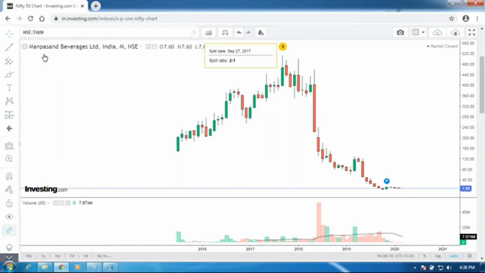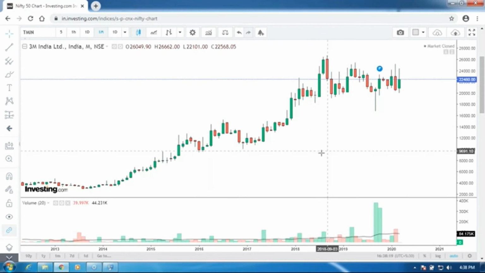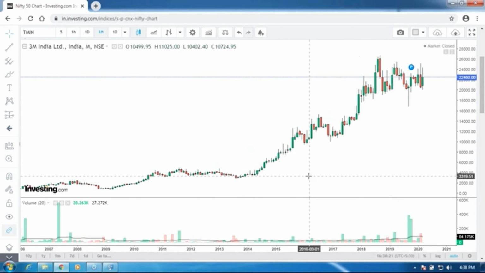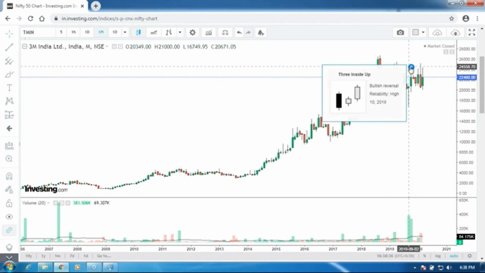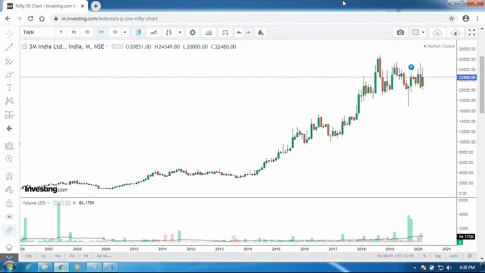So this is 3M India. Look at what a wonderful chart it's got. And I bought it around 3,000 rupees, now trading at 22,500. And I'm sure all of you can see the rationale and why the stock has been doing well. And the thing here is that you don't have to worry about its fundamentals. It's because it's got a global promoter. The company is an MNC stock, very, very good fundamentals, corporate governance.